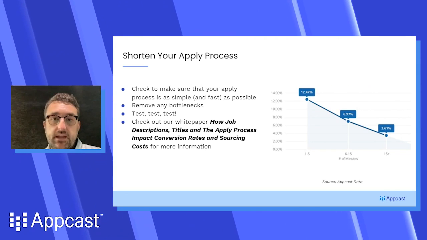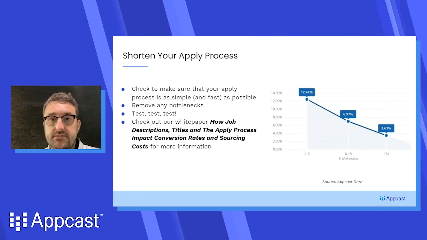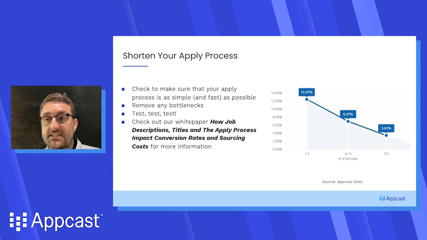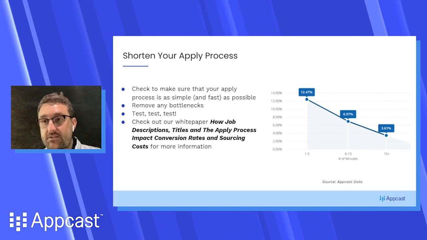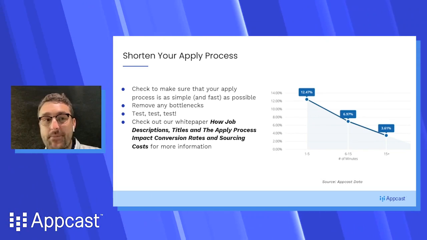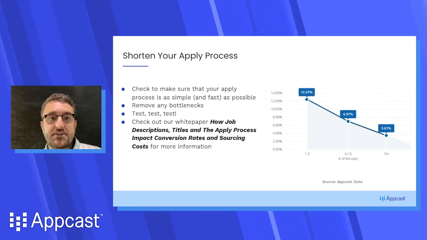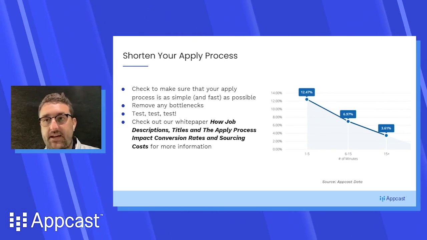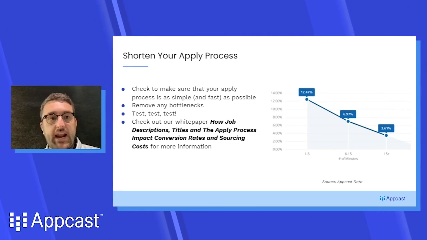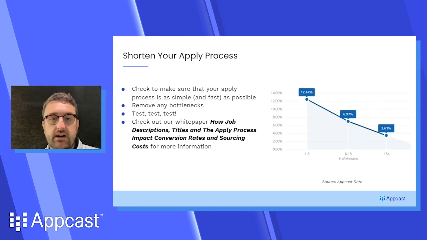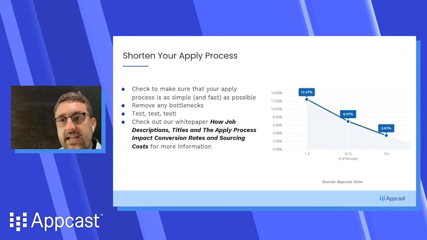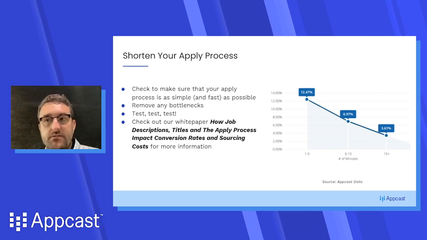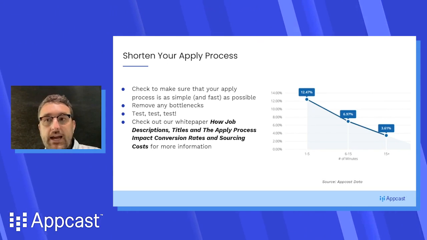All right, so this is your conversion ratio. If an apply takes 1 to 5 minutes, you're going to get the most applications. If your apply process takes 15 plus minutes, you're going to have a lot less, right? So try to make sure that your apply process, especially during these seasonal pushes, is as simple and fast as possible. Remove any unnecessary bottlenecks, right? If you do not need someone's complete educational history or their complete work history, don't include those questions. And then test.